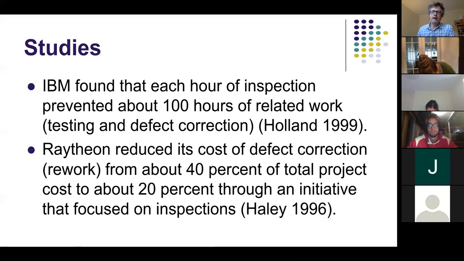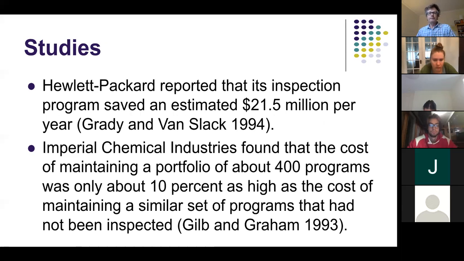Raytheon reduced its cost of defect correction rework from about 40% of the total project to about 20% through an initiative that focused on inspections. So, you know, if you have a total project that cost $1 million, this is $200,000 in savings, right? Hewlett-Packard reported that its inspection program saved an estimated $21.5 million per year just because they started inspecting.